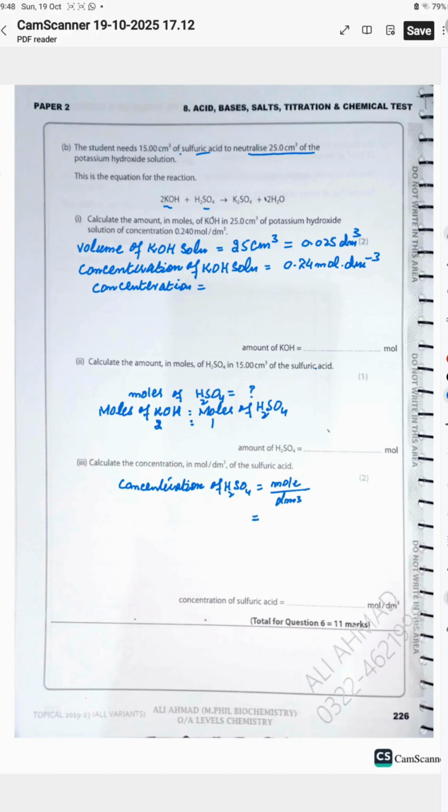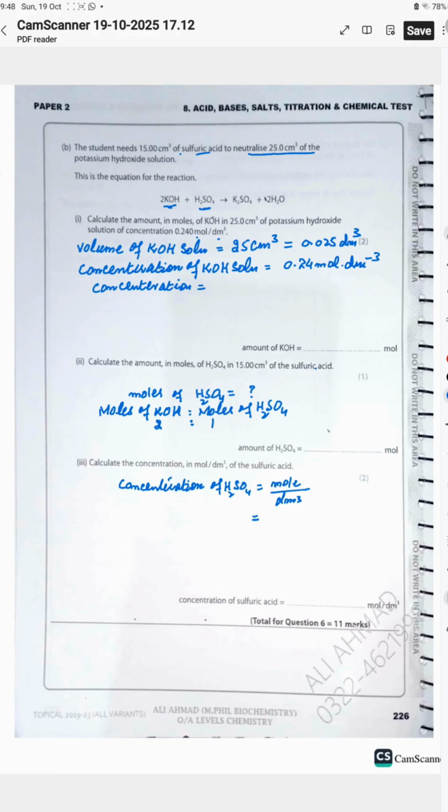This is the equation: 2 moles of KOH react with 1 mole of sulfuric acid and you get 1 mole of potassium sulfate and 2 moles of water. Now he is asking you to calculate the amount in moles of KOH in 25 centimeter cube of potassium hydroxide, as he is taking the 25 centimeter cube of potassium hydroxide for the neutralization with sulfuric acid. The solution concentration is 0.24 mole per decimeter cube. Concentration is always measured in mole per decimeter cube.